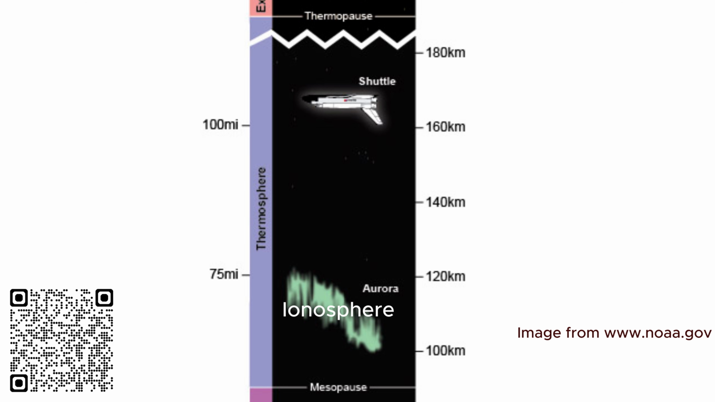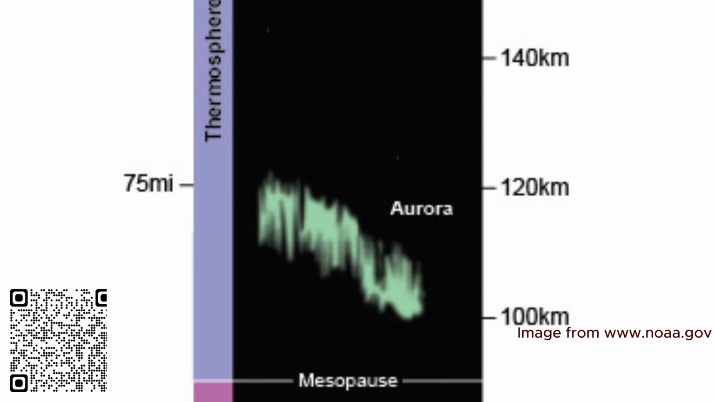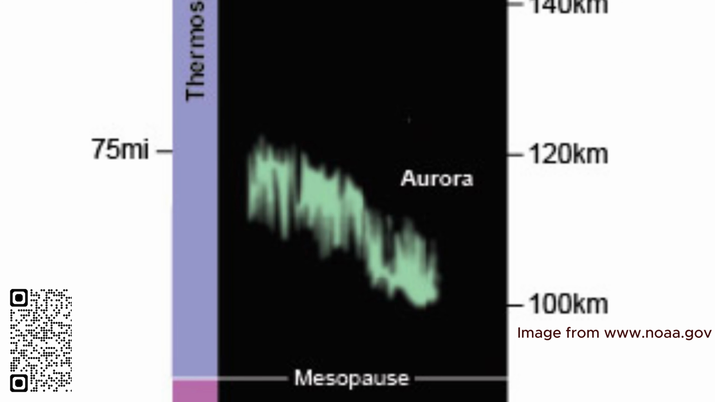The ionosphere is also where the auroras occur. Oh, yeah, the Northern Lights. I've always wanted to see those. They're really amazing. They're created by the interaction of charged particles from the sun with the gases in the thermosphere.